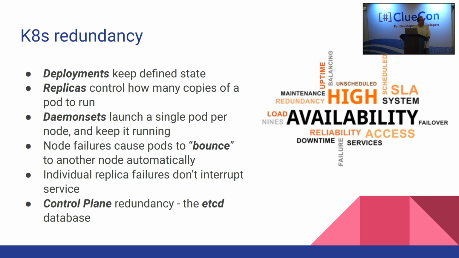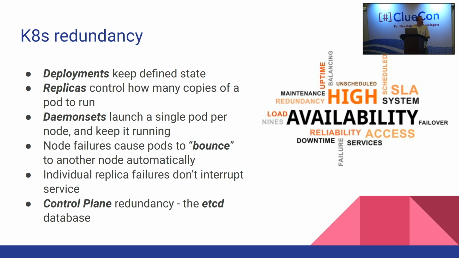Replicas are inside the deployment. It's how many of the pods you want to run. Daemon sets launch on your nodes. So when you make a Kubernetes cluster, you're really using machines or VMs that represent nodes in your cluster. And a daemon set runs a pod on every node in the cluster. This would be for stuff like network control or storage. Those would be reasons to have something running on every node.